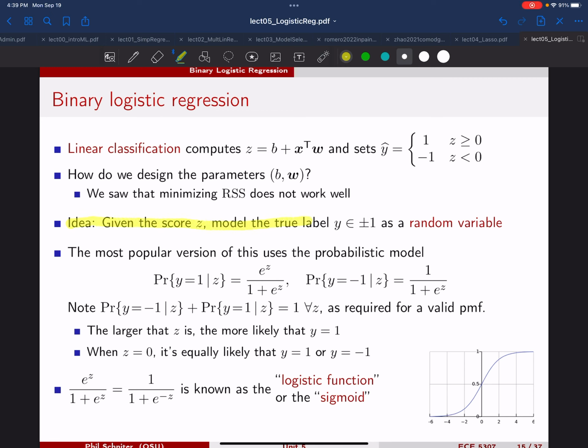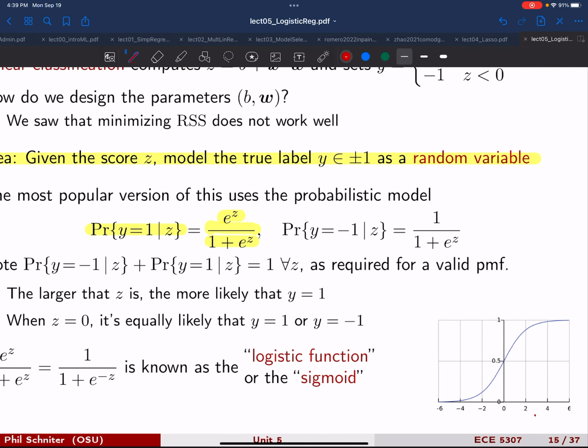Given the score z, we're going to model the true label as a random variable. And there are many different ways to do this. The most popular model looks like this, and this is illustrated in this picture. So this would be z. For a given value of z, the probability that y equals 1 is this, which is illustrated here. This is called a sigmoid. And the probability that y equals minus 1 is just going to be 1 minus this shape, which ends up looking like this.